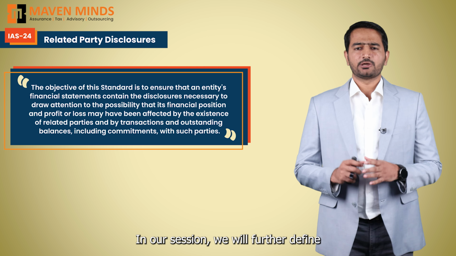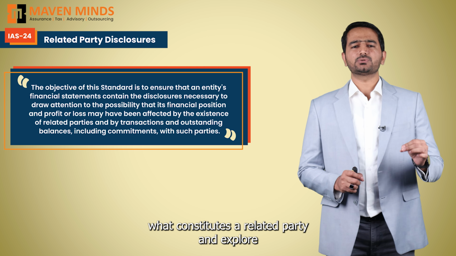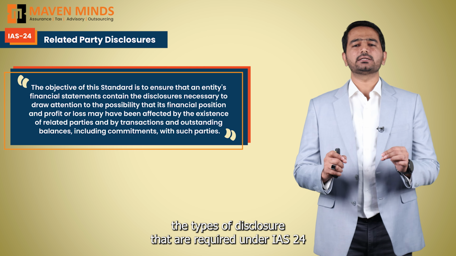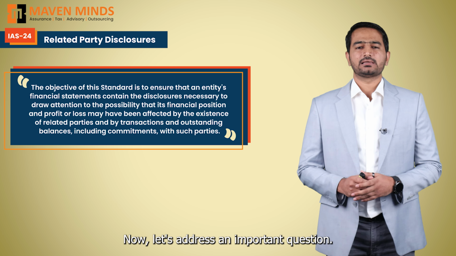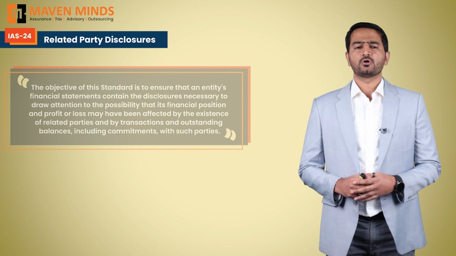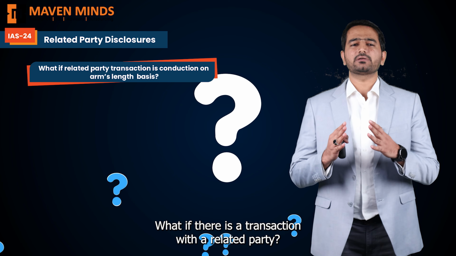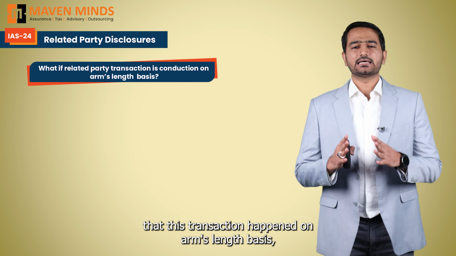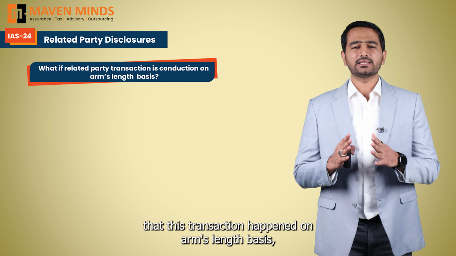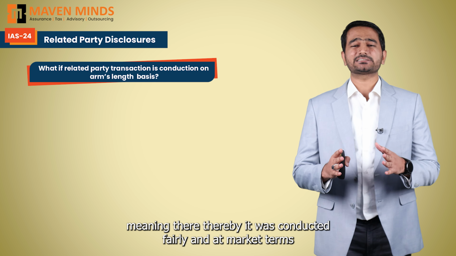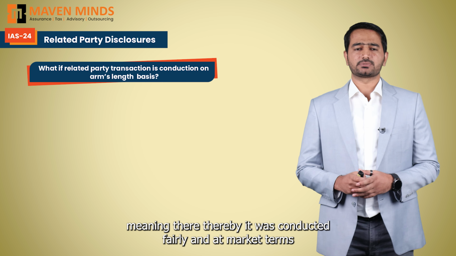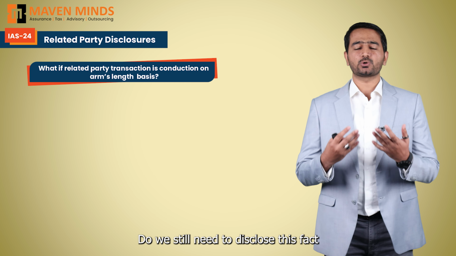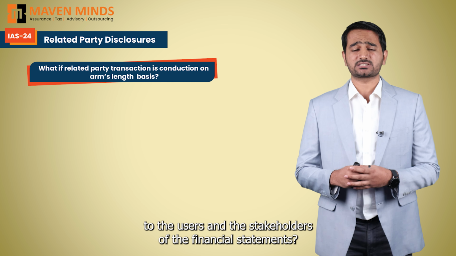In our session, we will further define what constitutes a related party and explore the types of disclosure that are required under IAS 24. Now, let's address an important question. What if there is a transaction with a related party and we have sufficient and appropriate evidence that this transaction happened on arm's length basis, meaning it was conducted fairly and at market terms? Do we still need to provide a disclosure? Do we still need to disclose these facts to the users and the stakeholders of the financial statements?